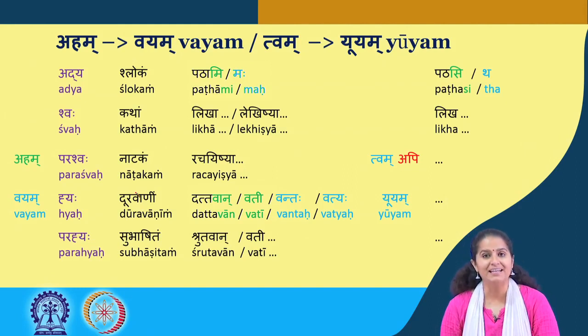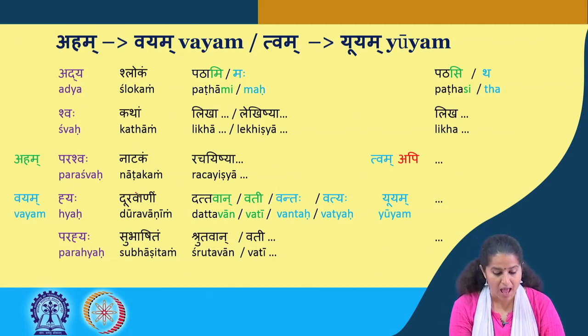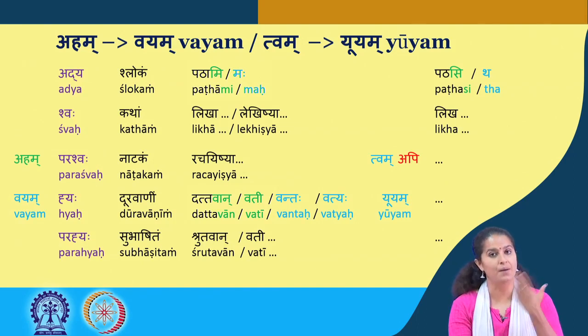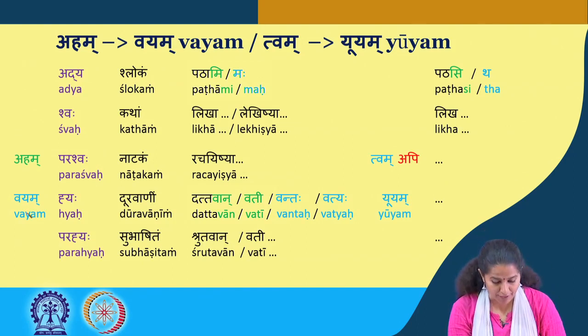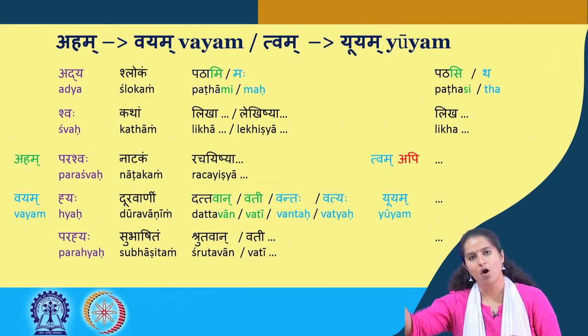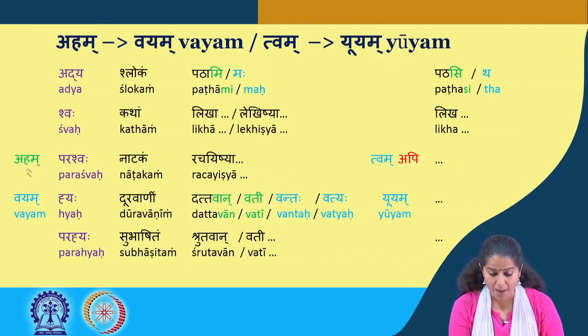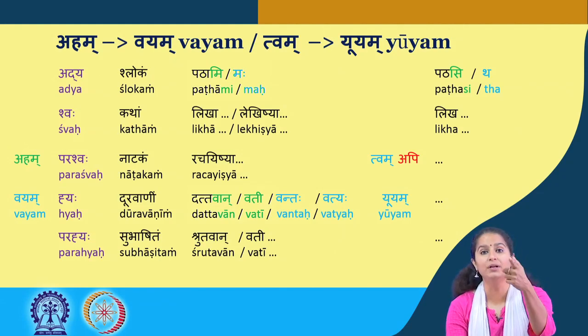Okay, so the idea is to practice the singular and the plural for the first person pronouns. So when we say aham adya shlokam patami, plural vayam adya shlokam patamaha. So what I'd like you to do is to follow the cursor, because then it becomes easier for you to keep track of the trajectory that I am using in these tables. So aham adya shlokam patami, plural, uttamam, vayam adya shlokam patamaha.